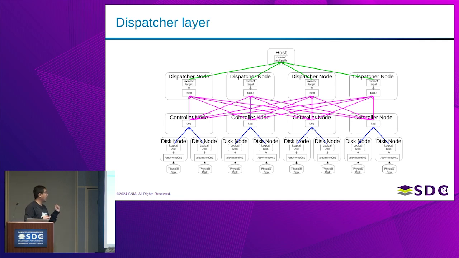And then we can optimize this architecture a little bit. We don't really need a separate dispatcher node. We can combine the dispatcher node and the controller node together. We just put the dispatcher layer and the controller layer in the same layer.